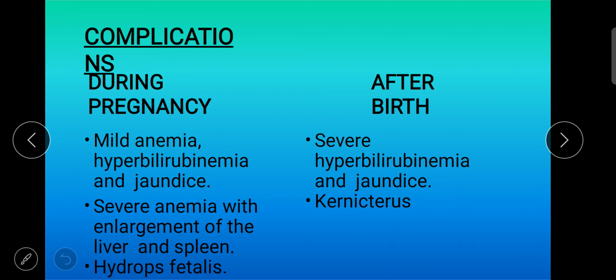Next is complications during the pregnancy or after the birth. During pregnancy, what happens? There is a chance of mild anemia, hyperbilirubinemia, and jaundice. And there is a chance of severe anemia with enlargement of the liver and spleen and hydrops fetalis. That is the complication you can notice during pregnancy. Or after birth, you can see severe hyperbilirubinemia, jaundice, and kernicterus.